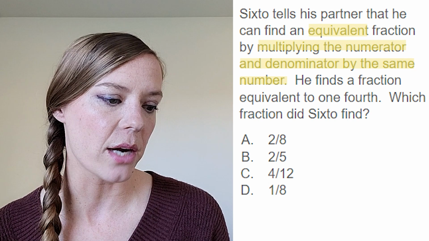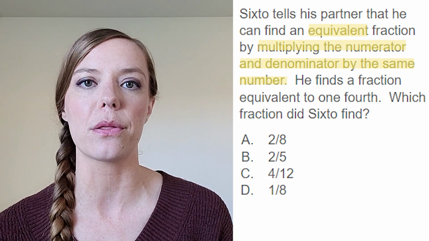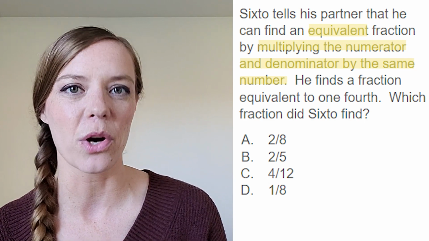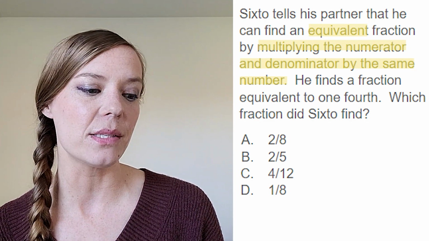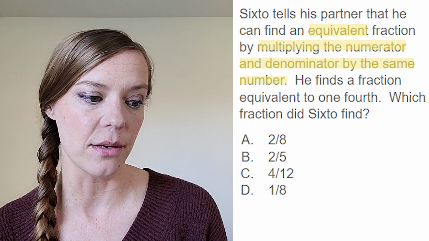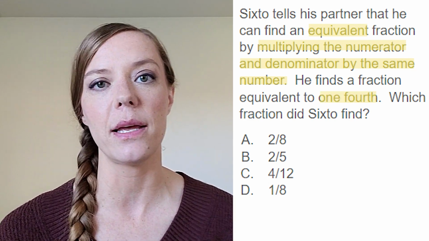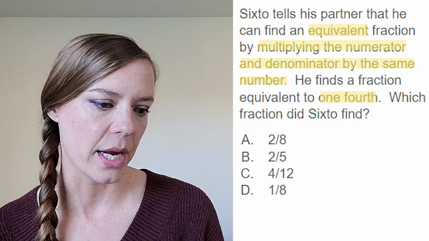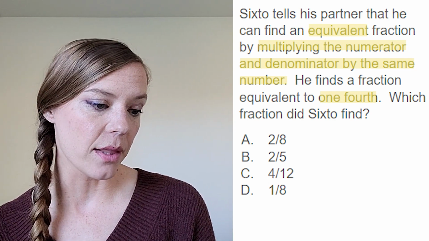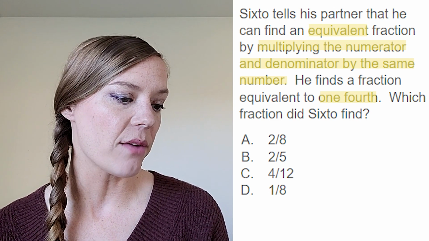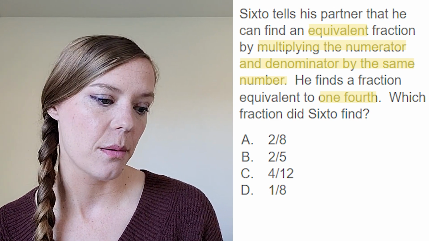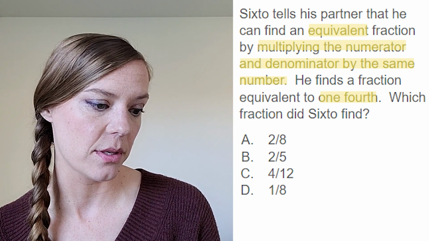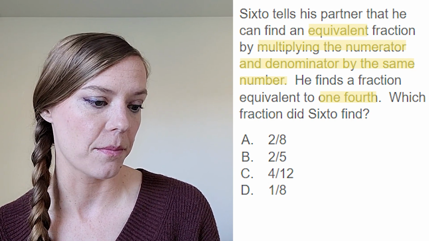He finds a fraction equivalent to 1/4. Ooh, and that's a little sneaky. I noticed that they put 1/4 in words, so it could be easy to miss that. I definitely want to highlight that, and later on, I'll write it in numbers too. Which fraction did Sixto find? Okay, now let's read the answer choices. We have A is 2/8, B is 2/5, C is 4/12, and D is 1/8.